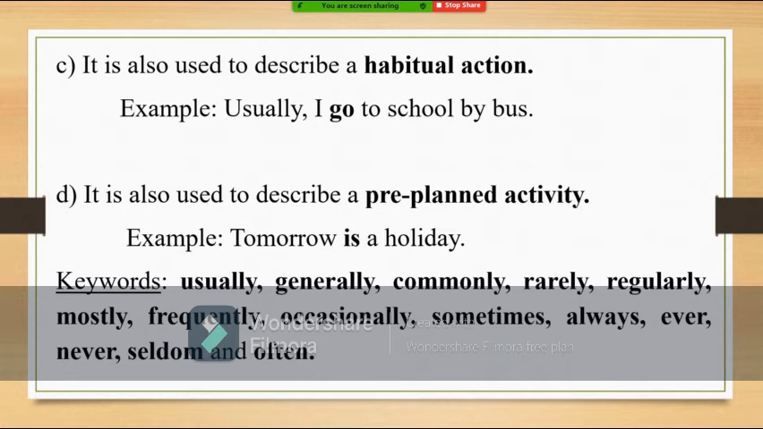And for pre-planned activity, it means the action which is going to happen in the future is decided earlier and it will surely take place, then you can use simple present tense. For any pre-planned activity, you can use simple present tense. There are keywords for simple present tense: usually, generally, commonly, rarely, regularly, mostly, frequently, occasionally, sometimes, always, ever, never, seldom, and often. These are the keywords to give us a clue or hint that simple present tense should be used.